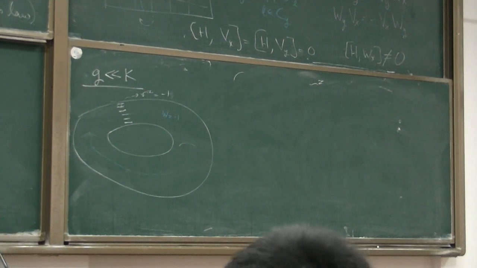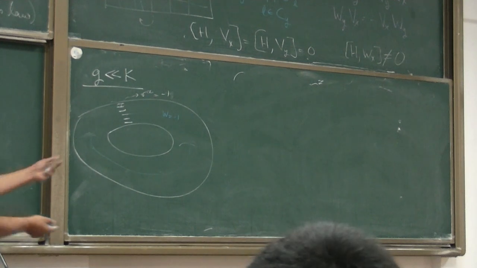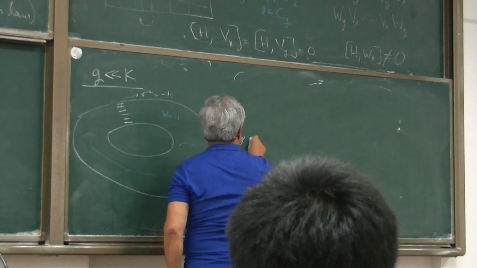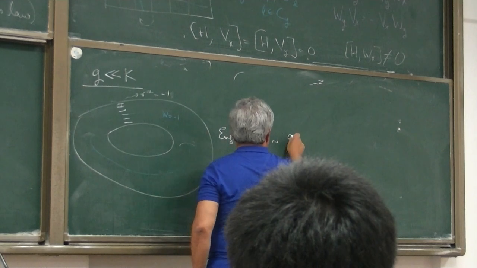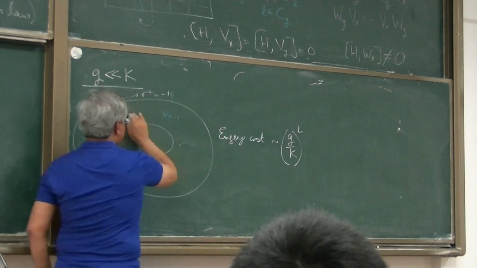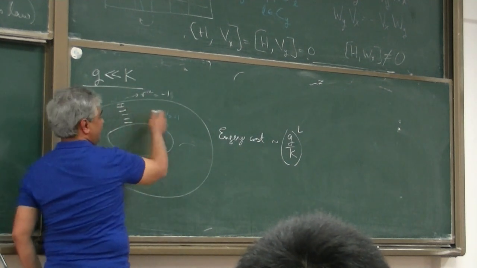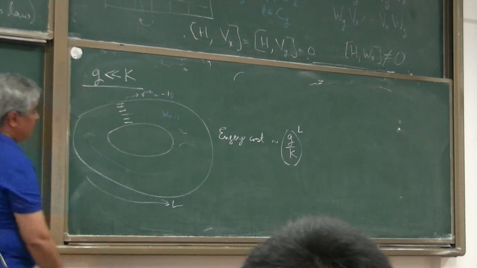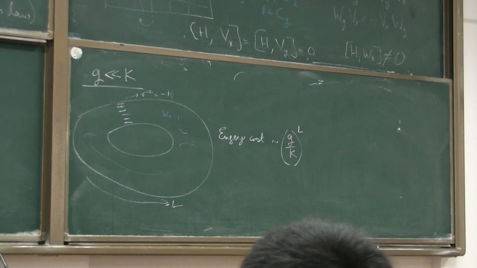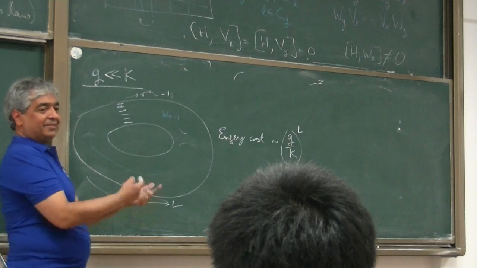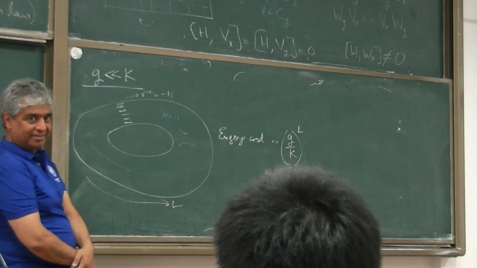Now, is that going to cost me some energy? It is. So the energy cost of this state will appear as G over K to the power L. So you have to do perturbation theory in all of these bonds all the way across the torus. But L is the length, so this length of the torus is L. So it's very small when G is smaller than K. So it's practically zero. So that's the point: you can get flux through the holes of the torus, and that's the topological order and what's responsible for the degeneracy.